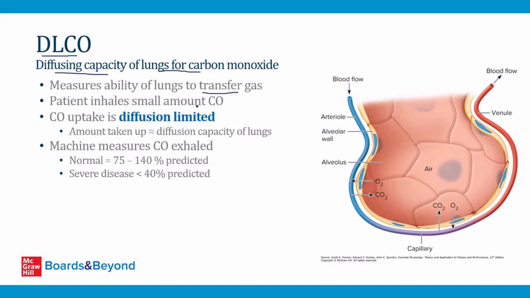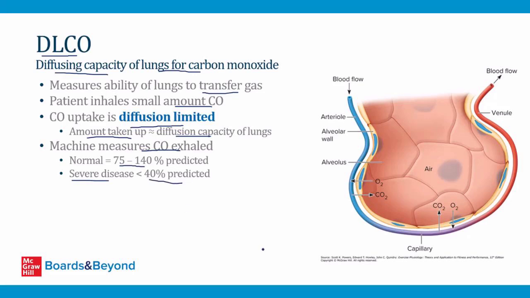The way the test is done is the patient inhales a small amount of carbon monoxide. You may know that carbon monoxide is dangerous, but the small amount used in this test is believed to be safe. And the reason we use carbon monoxide is because, as we just discussed a few slides ago, its uptake by the lungs is diffusion limited. So the amount that gets taken up is proportional to the diffusion capacity of the lungs. So the patient inhales a small amount of carbon monoxide, and when they exhale, the carbon monoxide level is measured. Normal is based on the predicted for the patient's physical characteristics. So normal is about 75 to 140% of predicted. Severe disease is less than 40% predicted.